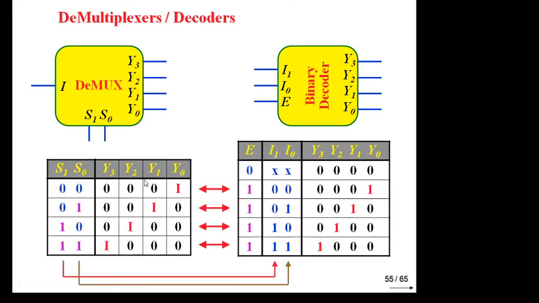In the case of a decoder, it will be 1 1 1 1. In the case of a demultiplexer, it will be I, and in this case, the decoder will only work when E equals 1. Enable line equals 1. If it is 0, it does not work. And this is the table of the 1 to 4 demultiplexer.